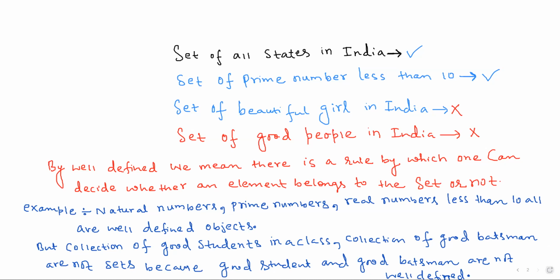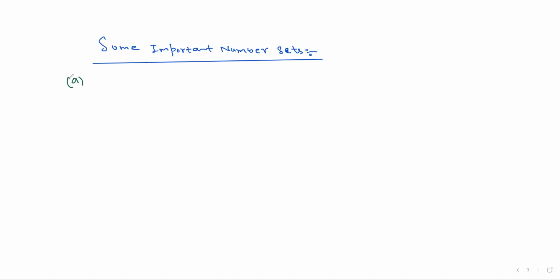Okay, beta, let's move forward. Some important number sets. That is the final touch of calculus. I already told you that mathematics is a very easy subject, no doubt, but it is easy only when you do everything smoothly. So I'm going to start with some important steps. Let's say A is the set of all natural numbers.